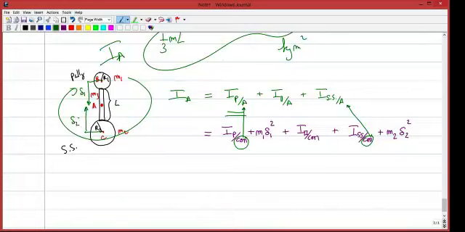Let's draw them so we don't make any mistakes. Then it's easy. Delta 1 obviously is L over 2 plus R1. And delta 2 is obviously R2 plus L over 2. Done. Now let's plug.